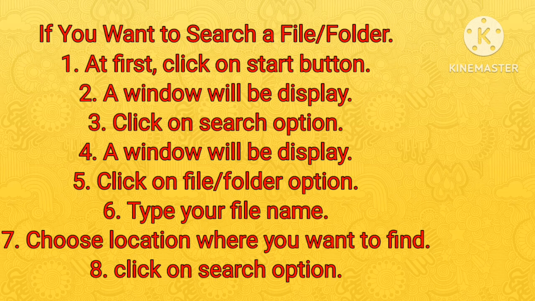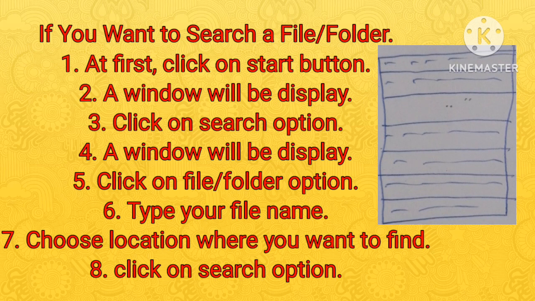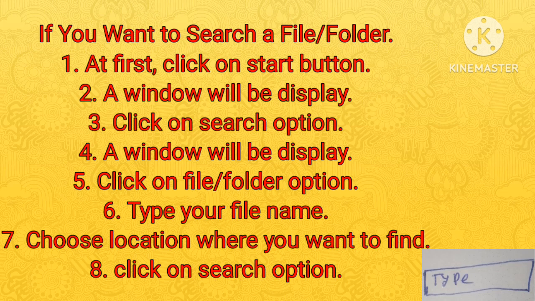If you want to search a file or folder, at first click on Start button. A window will be displayed. Click on Search option. A window will be displayed. Click on File or Folder option. Type your file name. Choose your location where you want to find. Click on Search option.